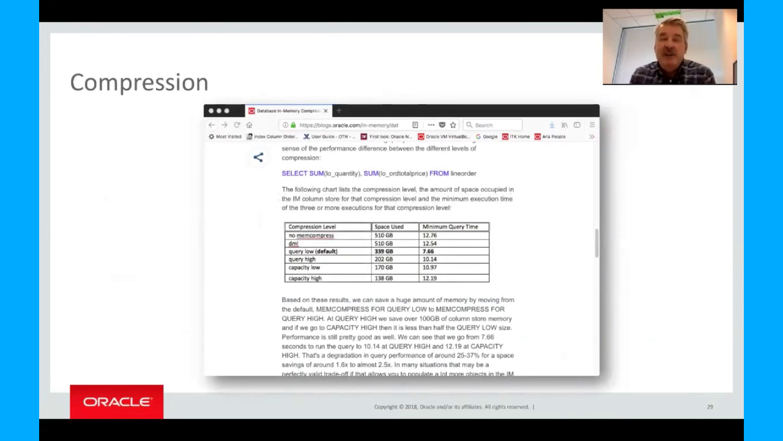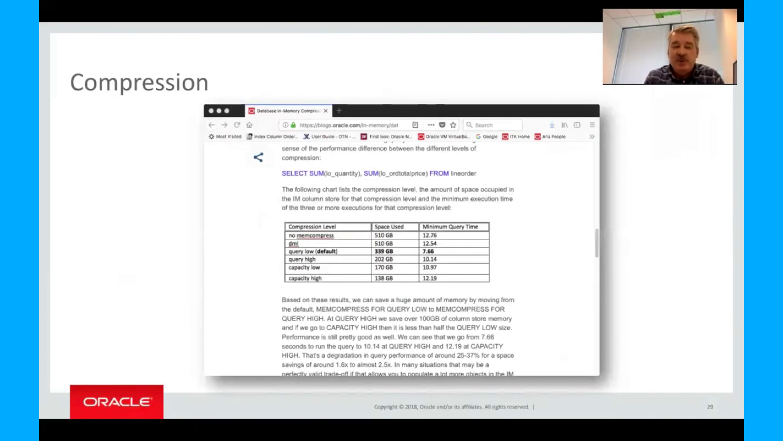We have MEMCOMPRESS FOR QUERY, MEMCOMPRESS FOR DML, MEMCOMPRESS FOR QUERY LOW and HIGH, and MEMCOMPRESS FOR CAPACITY LOW and HIGH. I did a blog post, and we centered the AskTOM session around that blog post. What most people will think of, the default MEMCOMPRESS FOR QUERY LOW, is kind of the best all-around compression level for Database In-Memory. Typically, customers will see at least a 2x compression with the default. Sometimes it's 4x or higher.